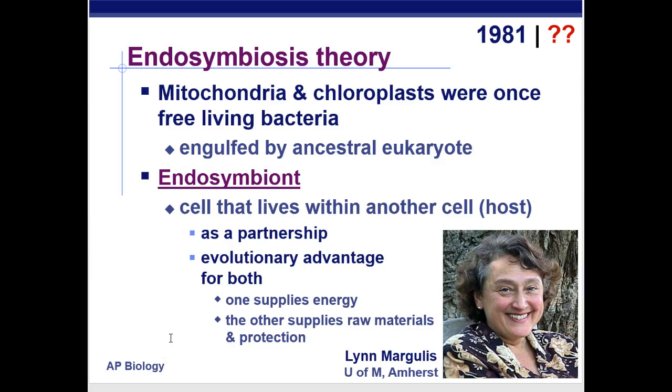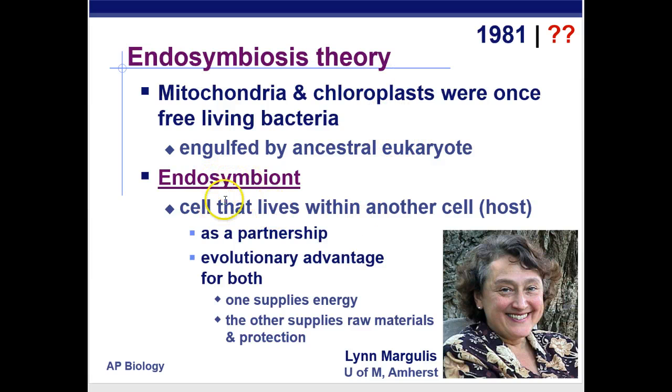One theory, called endosymbiosis theory, suggests that mitochondria and the chloroplast, the place where photosynthesis occurs in plants, were actually once free-living bacteria that were engulfed by an ancestral eukaryotic cell and then came to live within the cell, and because of the benefits of mitochondria making ATP and chloroplasts making food, they were kept.